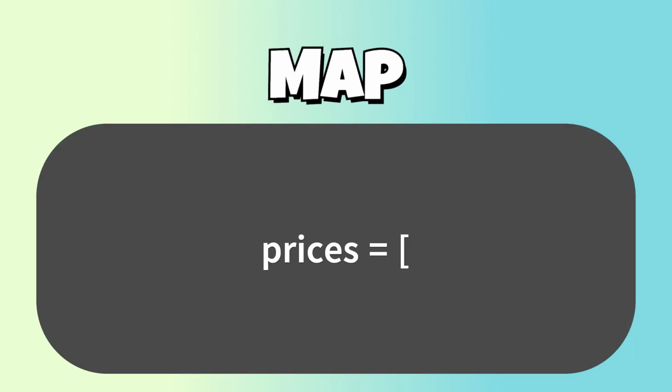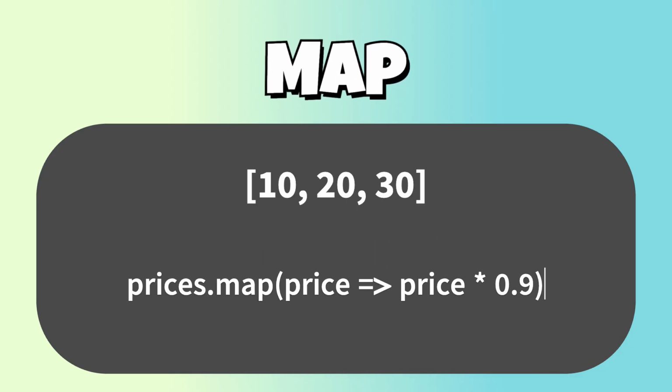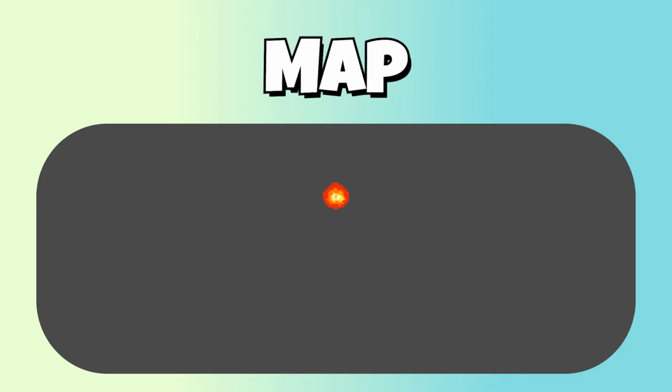First up, map. Let's say you've got a list of prices in dollars, like 10, 20, 30, and you want to convert them to euros. You can do prices.map, price fat arrow, and then price times 0.9. Boom, 9, 18, 27. It transforms every item and gives you a new array.